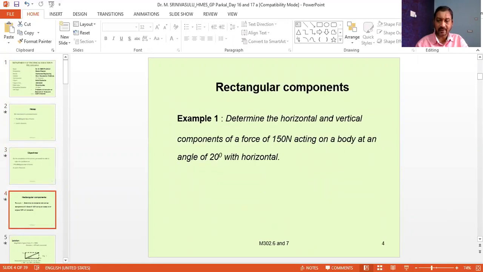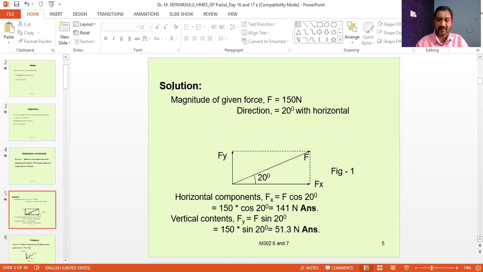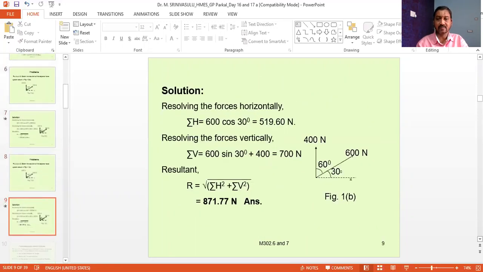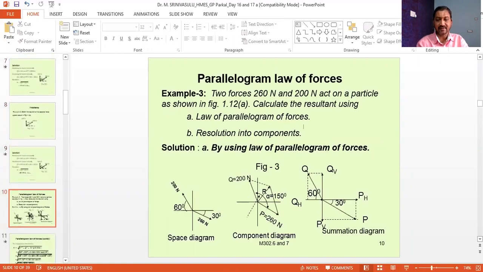Now, we have already discussed these problems in the last class, and the last problem was this one. The resultant of the two forces acting at a point was found by both methods, that is the parallel law of forces and also resolution of forces. In both cases we got the same answers.